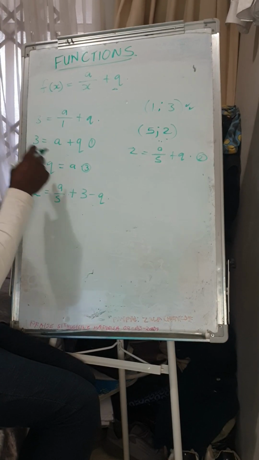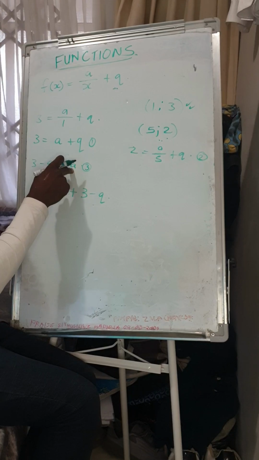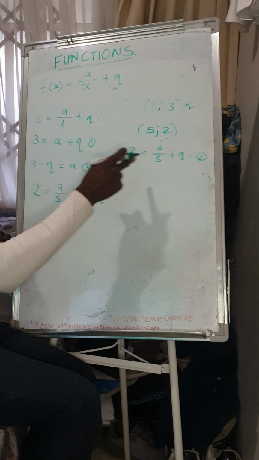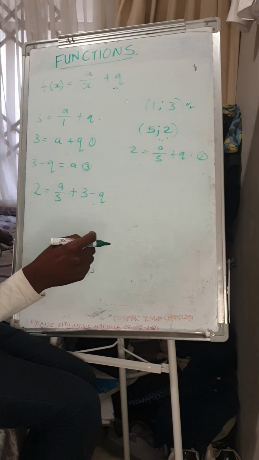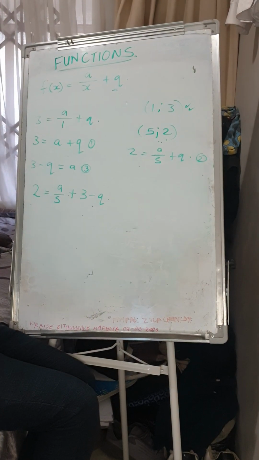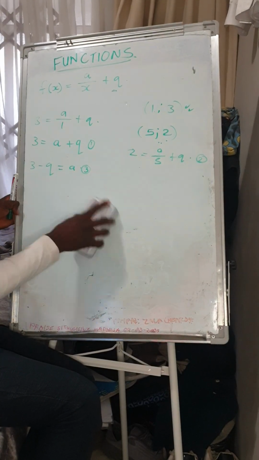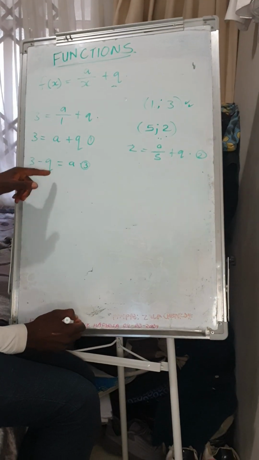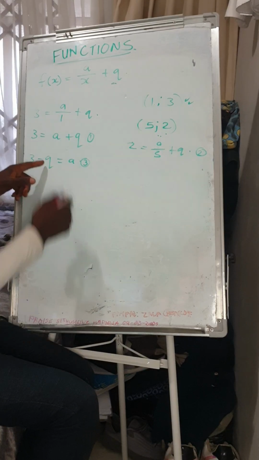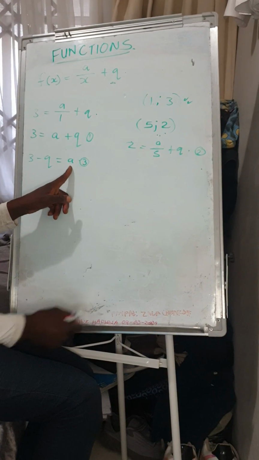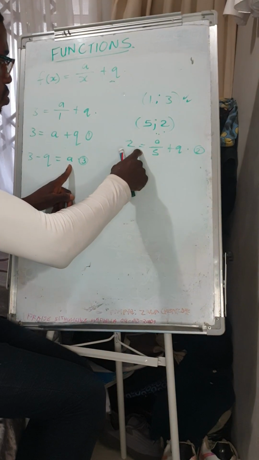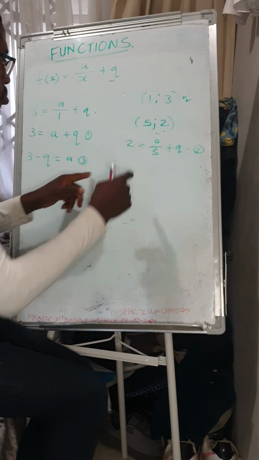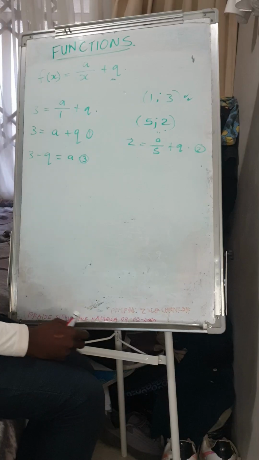Wait, sorry, I might have made a mistake. I made a little mistake. Let me start afresh quick. What did I manipulate? I manipulated 3 minus q, this one, equals a. And then here I have 2 equals a over 5 plus q. Alright.